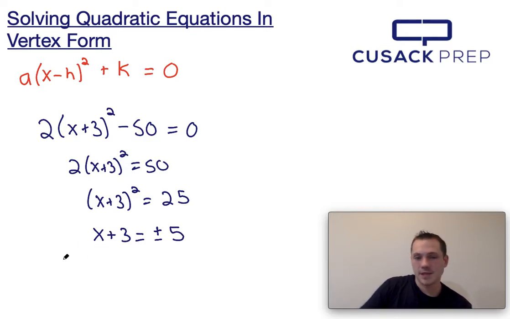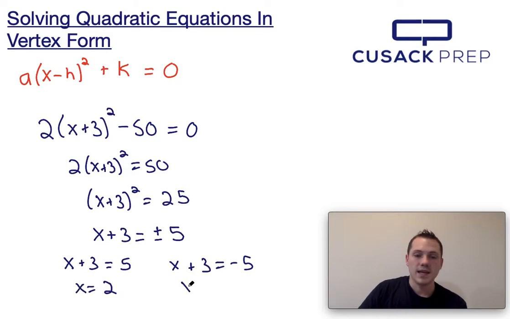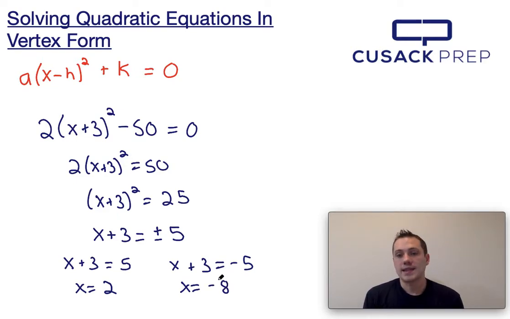Now, a lot of times people like to go ahead and split this up into two separate equations. So we could write x plus 3 is equal to 5, and we could write x plus 3 is equal to negative 5. So subtracting 3 from both sides, we would have x is equal to 2, and we would have x is equal to negative 8. And that's the easiest way to solve an equation that's provided in vertex form. Just make sure you remember the plus or minus when you take the square root, and you should be okay.